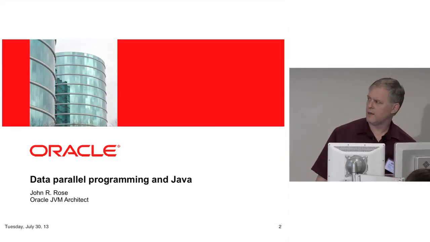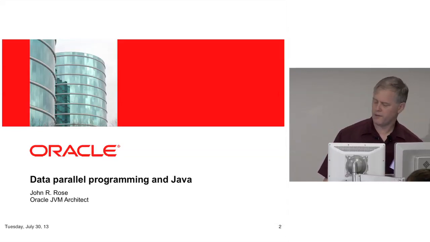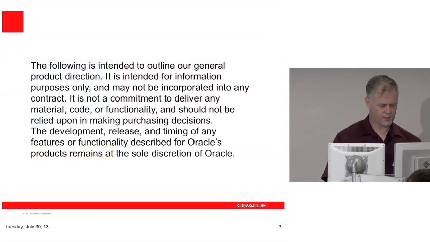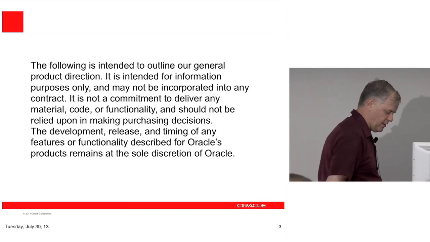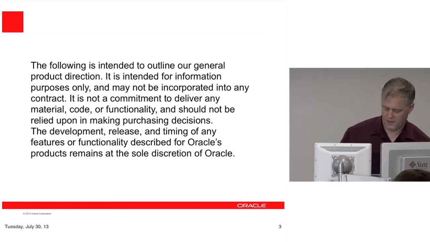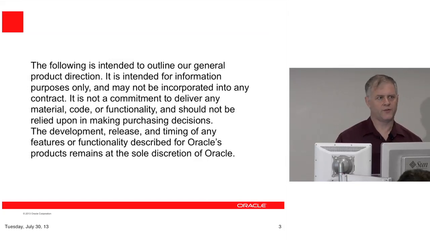This is me. I'm John Rose. You know me. I'm the JVM architect, I guess you could say. And this is what the lawyers want us to say. And it says that what I'm telling you is not to be trusted. And so don't take any of this to the bank, but I think it will be intellectually interesting anyway.